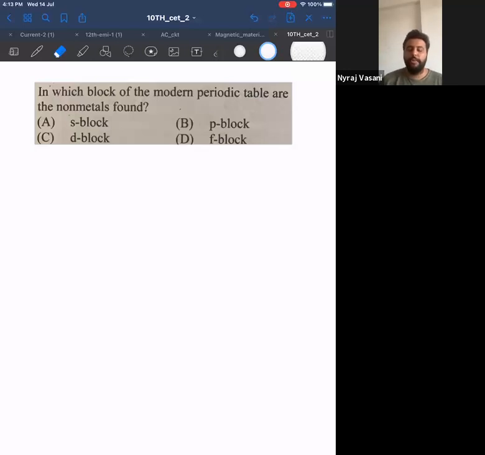In which block of the modern periodic table are the non-metals found? In which block of the modern periodic table are the non-metals found? So we have 4 blocks: S, P, D, F. So in one particular block, you have non-metals. Especially we have inert gases also there. That is the clue I'm giving you. So think about it. What should be the answer?